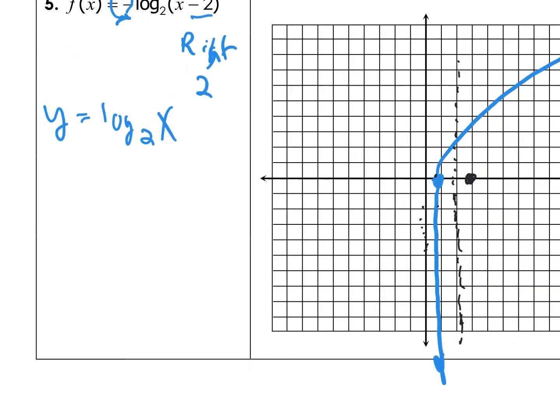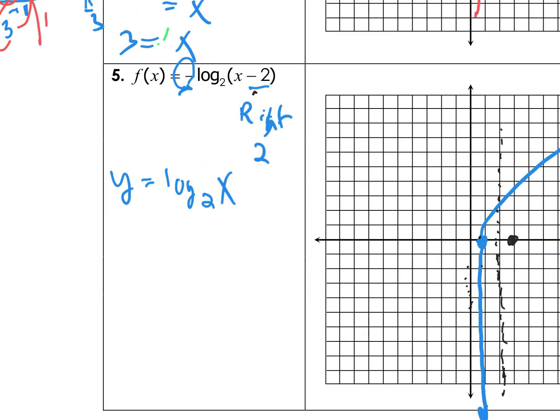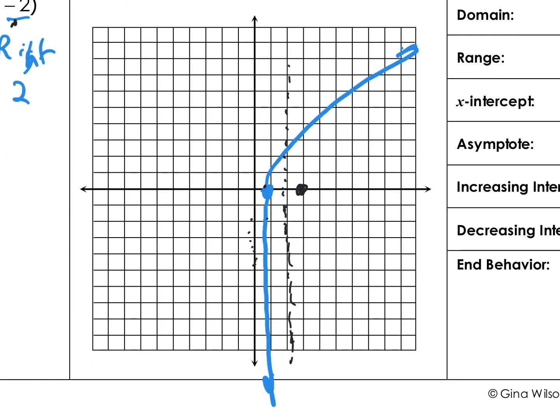Also, what else can I say? I went to the right 2. I need to flip over the x-axis. So what I'm going to do is take this picture here, and I'm going to draw it one time. I'm going to draw this here. Here is the shifted to the right 2. But this picture has to flip upside down. So what will the new picture look like if that flips upside down? I'm using my imagination.